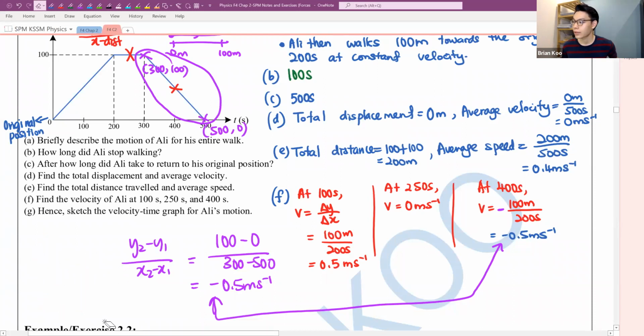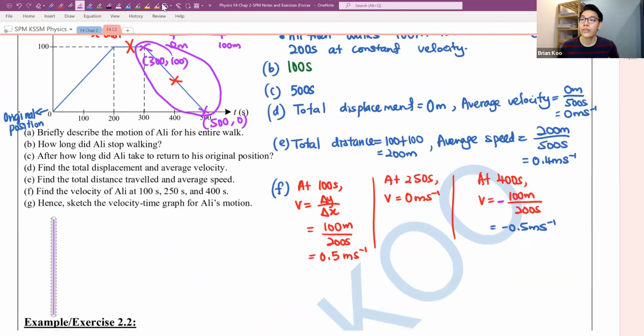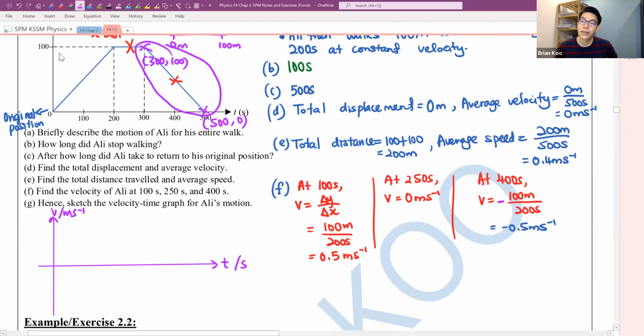Last part. Oh, sorry, a bit late already. Let me quickly finish. Sketch the velocity time graph for Ali. So you draw a graph like that. At first, the gradient for the entire line from 0 to 200 is 0.5. The gradient is positive 0.5 for the whole line.